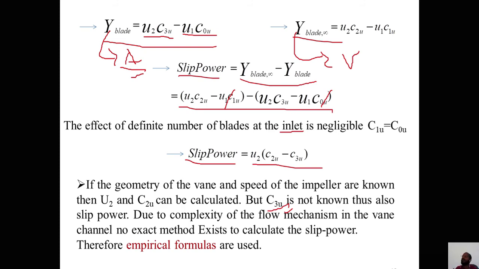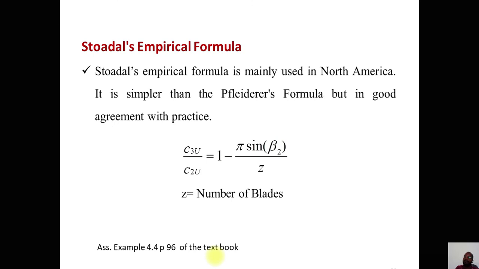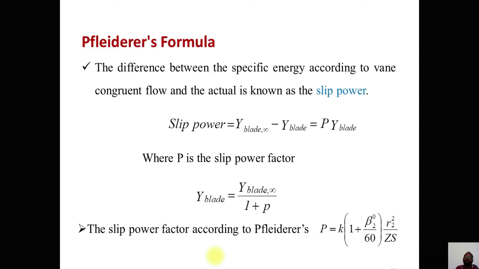That's why the empirical formula development, which is developed by the two philosophers, and again there is Stodola's empirical formula. Those two empirical formulas reduce the complexity of finding C3U. Simply finding C3U is difficult. Therefore, the development of those two empirical formulas decreases that complexity, decreases those equations.